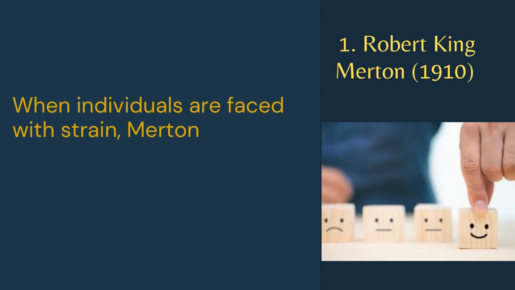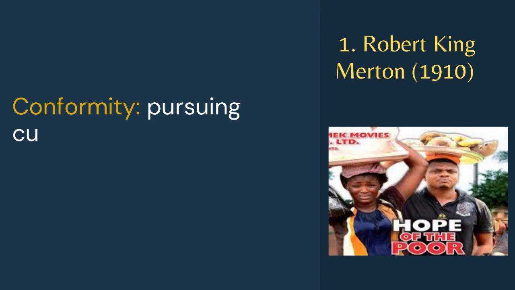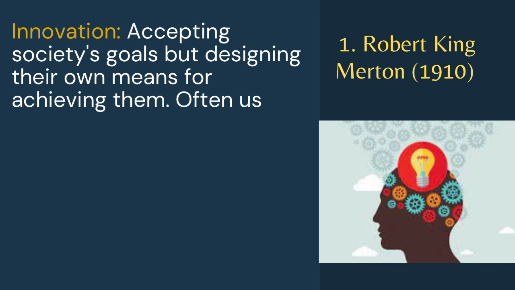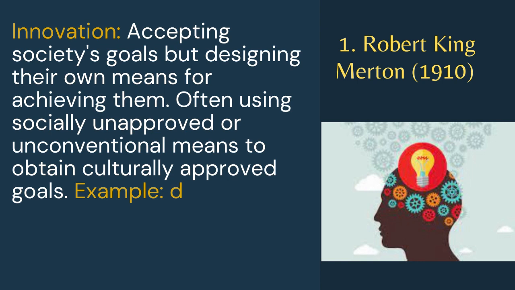1. Conformity. Pursuing cultural goals through socially approved means. Most common, hopeful poor. 2. Innovation. Accepting society's goals but designing their own means for achieving them, often using socially unapproved or unconventional means to obtain culturally approved goals. Example: dealing drugs or stealing to achieve financial security.